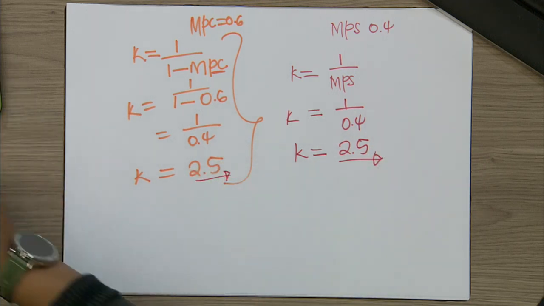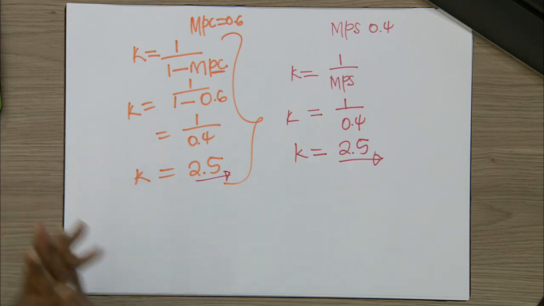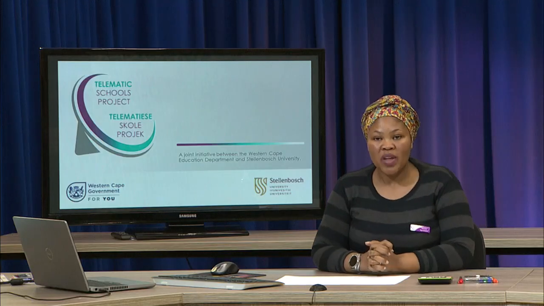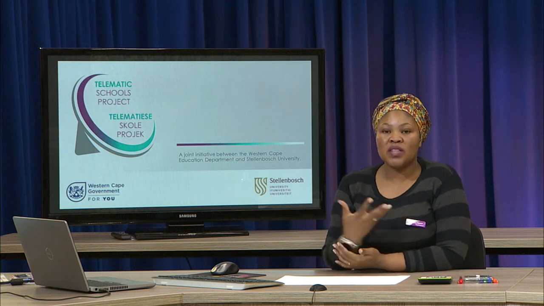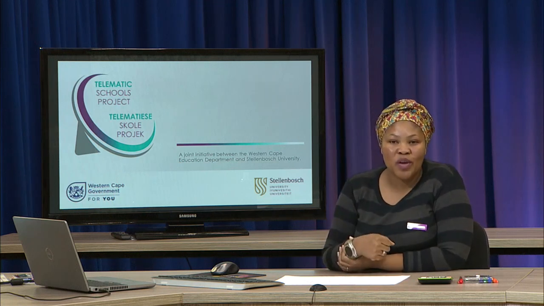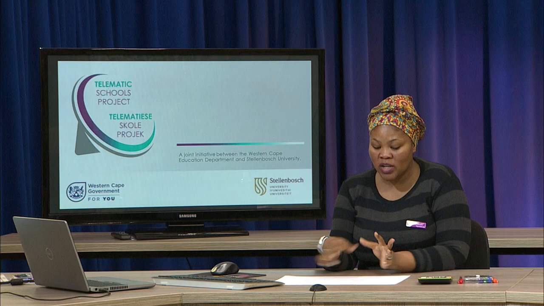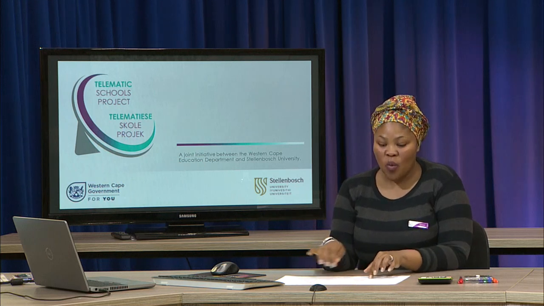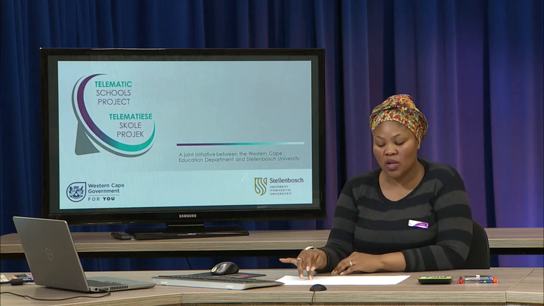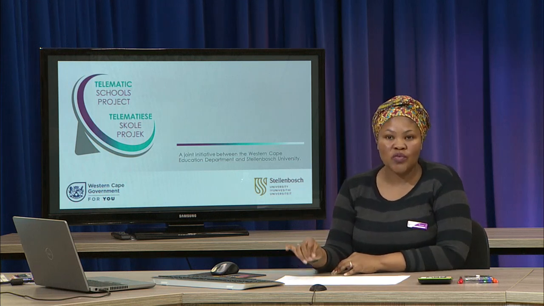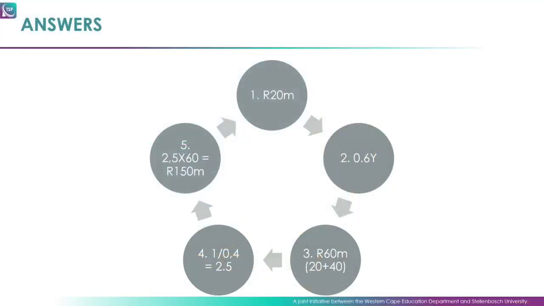Now I always say to my grade 12s to make sure that you used the correct method and that your calculations are correct. You need to make sure that when you use your MPC, the value that you get of the multiplier is also equal to the value that you get when you use your MPS. So there is number 4, which is the multiplier is equal to 2.5.